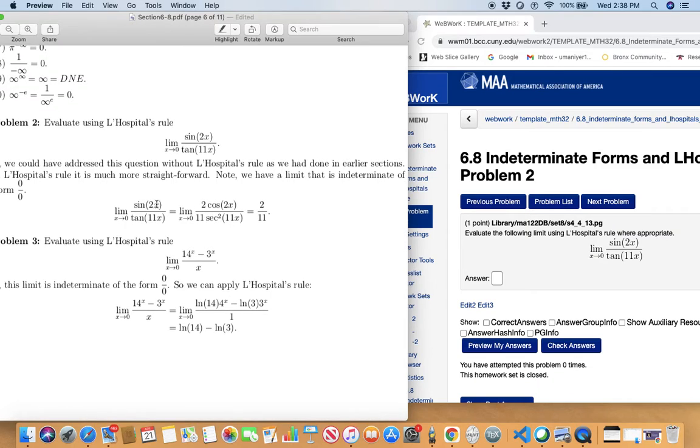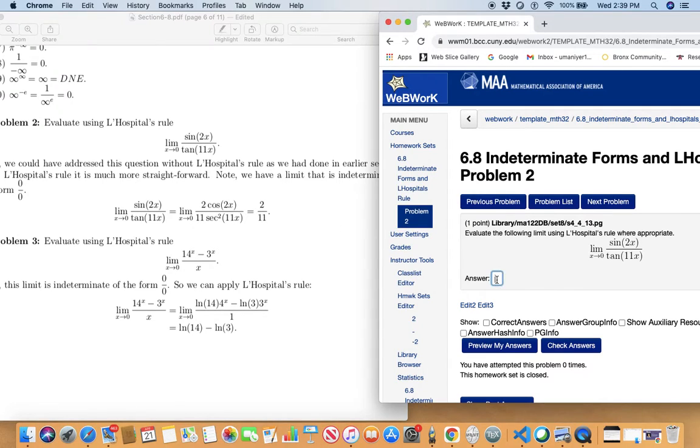Okay, take derivative of the top, cosine 2x, chain rule gives me another 2. Derivative of the bottom, derivative of tan is secant squared, and then chain rule gets me an 11. Now when x approaches 0, numerator cosine 0 is 1, secant squared 0 is also 1, so 2 over 11 is your answer.